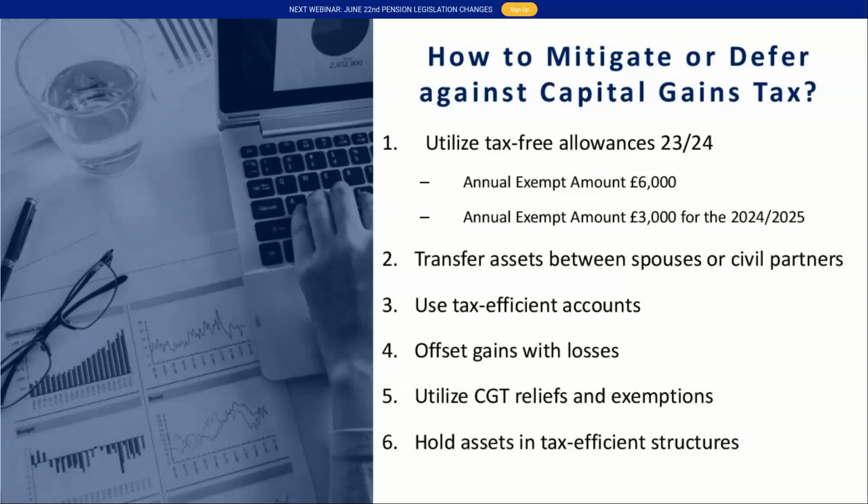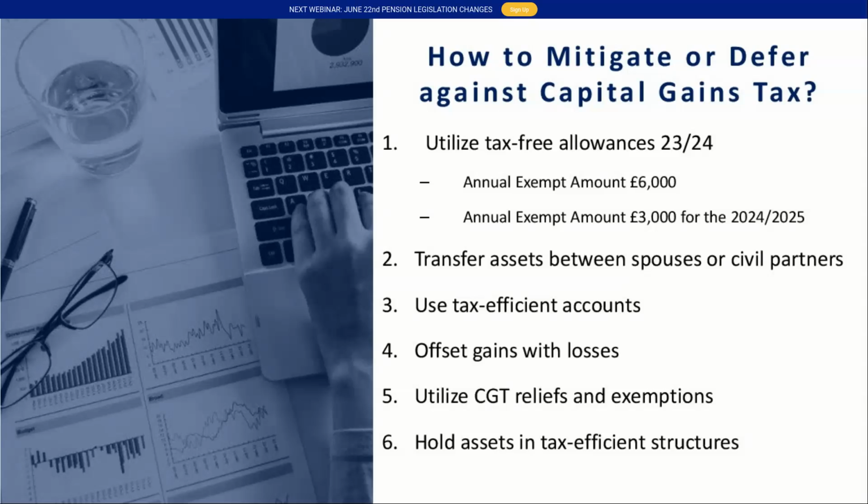Second strategy, you can look at transferring assets between spouses or civil partners. That just enables you to utilize that any assets transferred between spouses are typically exempt from capital gains tax. This can be a useful strategy to utilize both your individual's CGT allowances, effectively doubling that tax-free amount per year.